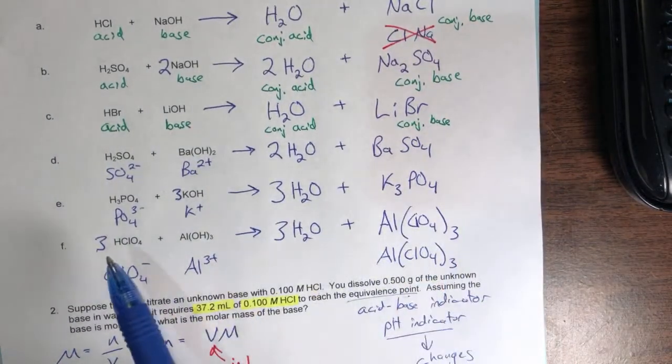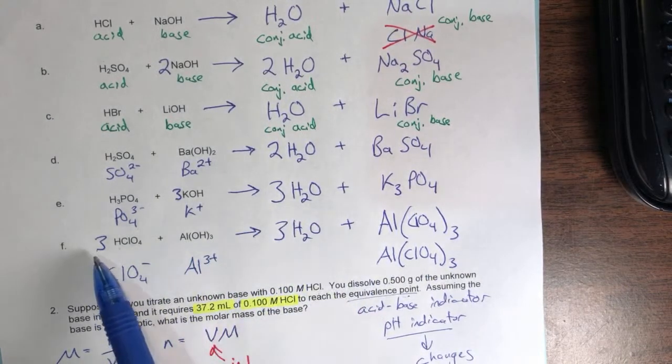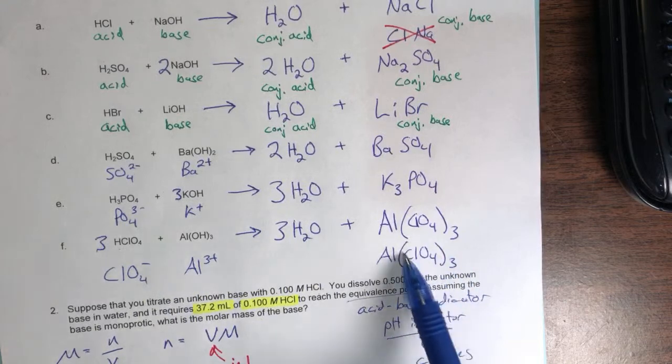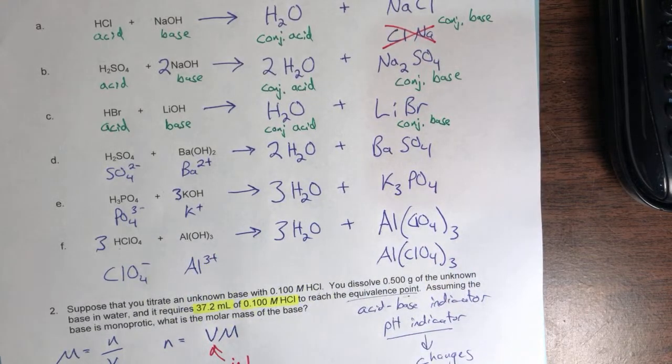Okay, so that's what's going on here. You have 3 hydrogens and 3 hydroxides to make water. You have 3 perchlorates, and you have 1 aluminum, 1 aluminum. So that's your balanced reaction. Okay? All right. Any questions, guys? Any questions at all? No questions? All right.